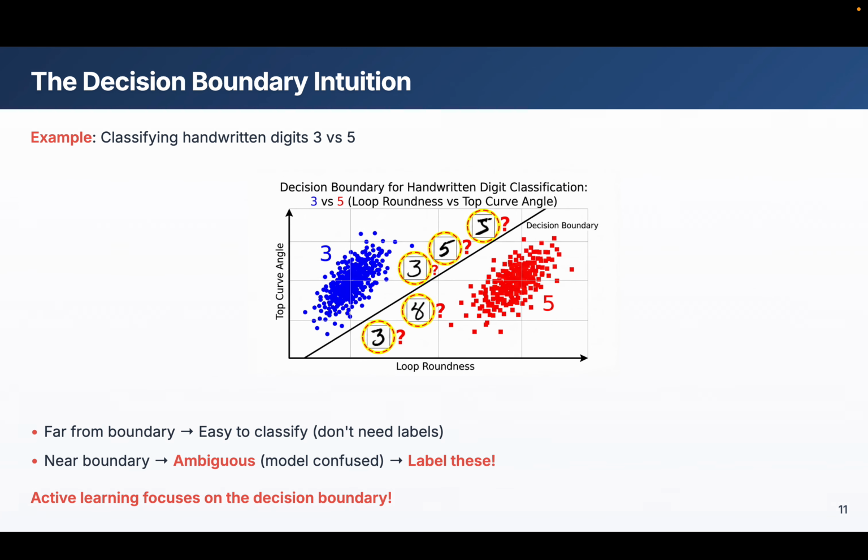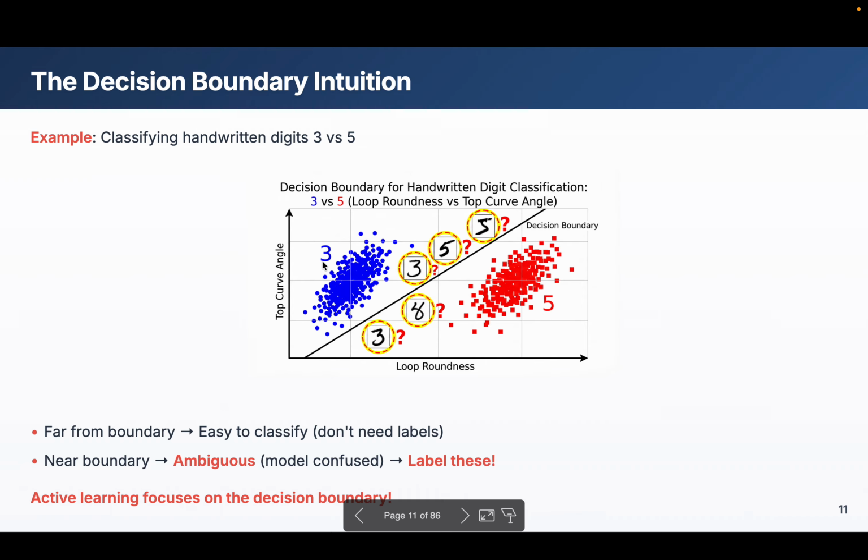Let's look at another example of 3s versus 5s. Depending on how bad your handwriting is, sometimes your 3 and 5 would look similar to each other. So here we have drawn with respect to two features, the roundedness of the loop and the curve angle. These are just some arbitrarily written features. So some of the 5s which are written very clearly will perhaps be in this part, and some of the 3s which are written very clearly will be in this part.